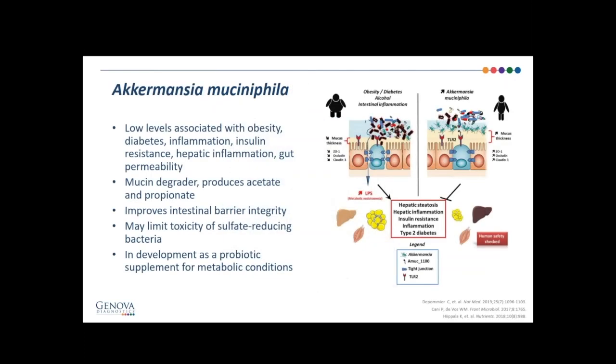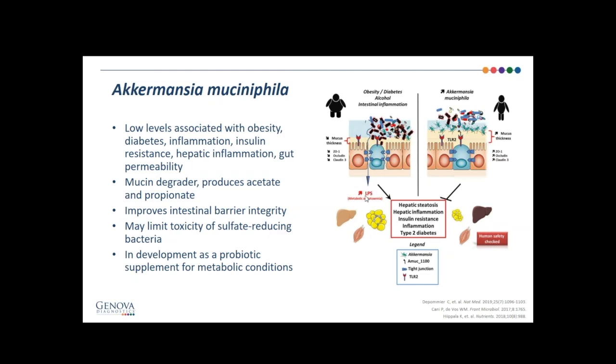And the last organism I'm going to talk about is probably my favorite. It's Akkermansia muciniphila. Low levels are associated with a bunch of metabolic conditions. So let's look at the picture over on the right. On the left of the picture, you have a picture of the gut. And in patients with obesity, alcohol consumption, intestinal inflammation, you can see that the mucus thickness is thinner, and the junctions, the tight junctions between the intestinal cells, are a little bit permeable.